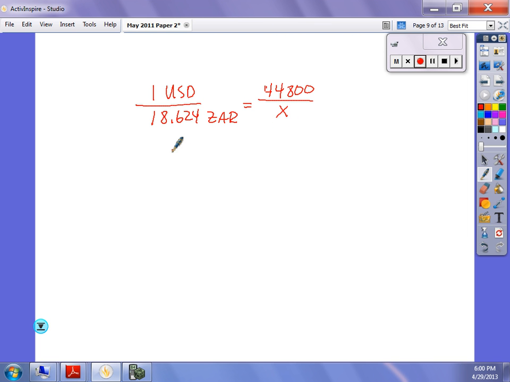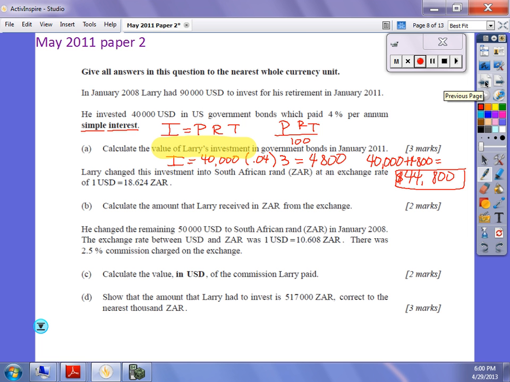So we can see that X is equal to 18.624 times 44,800, and so he's going to end up with 834,355 Rand. Again, I'm going to keep emphasizing units. 834,355 ZAR.